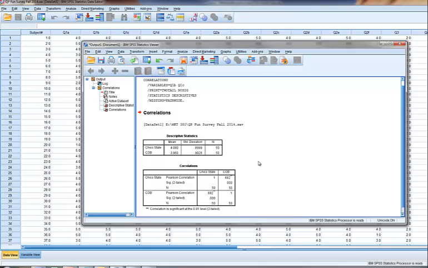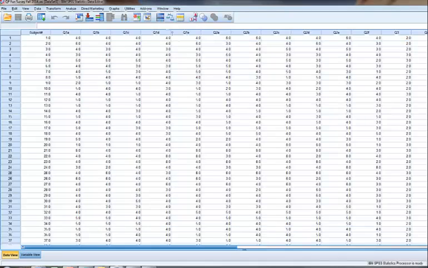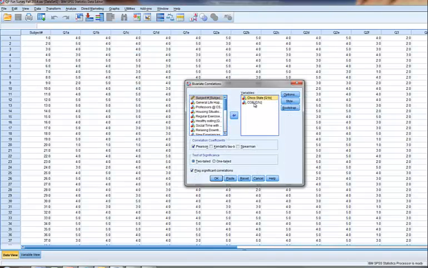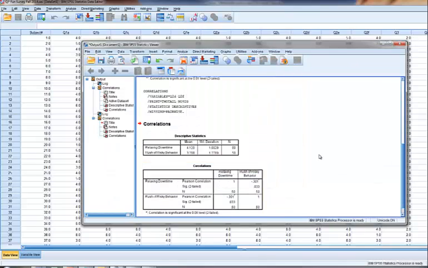Let's run a few others just to get some practice with this. If we go back to our data, we can run another correlation, so we analyze, correlate, and bivariate. We can remove these 2 variables. And let's try a different correlation. Let's look at the importance of relaxing downtime, which was one of the questions on the survey, and the importance of the rush of risky behavior, and see what happens with that correlation.